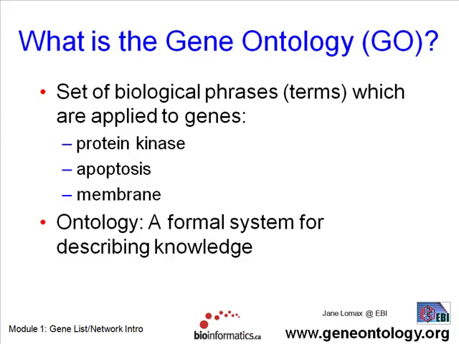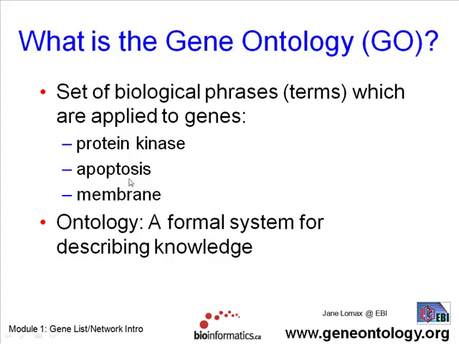Okay. So for those people who don't know, the gene ontology is like a biological dictionary for gene function. So it's a set of controlled vocabulary, which just means it's a set of terms that people have agreed upon in a standard way to represent gene function. So there are terms like protein kinase or apoptosis or membrane. And the word ontology, if you're not familiar with it, basically just means a formal system for describing knowledge.